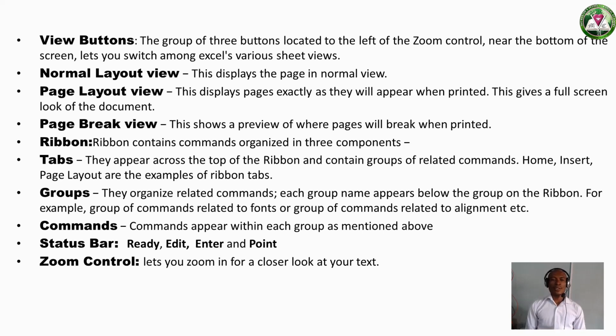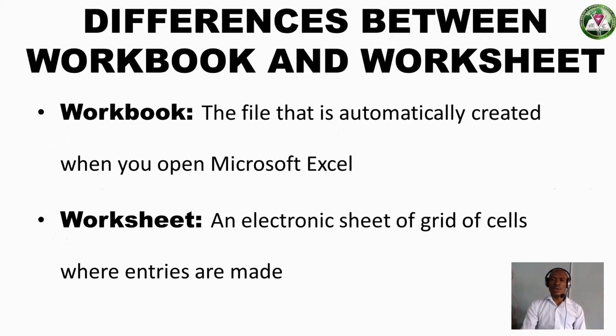Then another one is the commands. Commands appear within each group as I've mentioned in the first one. Each of the groups have commands that are attached to them. Then the zoom control lets you zoom for a closer look when you want your document to be bigger or smaller. When you increase the zoom, it will be bigger. When you reduce it, it will be smaller.